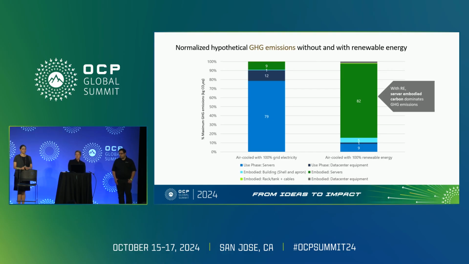What we find is that the major sources of emission changes when we switch from grid to renewable energy. For grid electricity, server use phase dominates, as I showed in previous slides. In contrast, when we switch to renewable energy, the embodied carbon of servers becomes the main contributor, followed by server use phase electricity, which moves to second place, and then embodied carbon in the data center building.